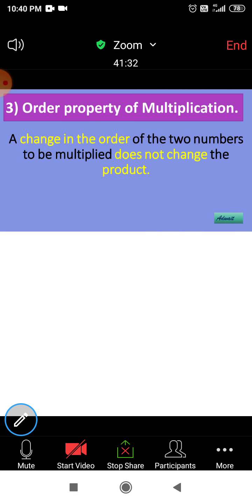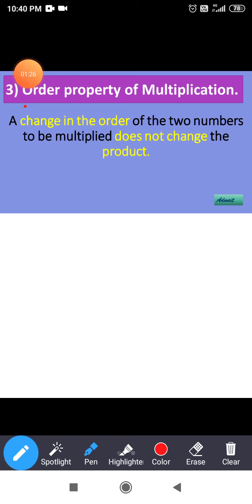Third property, order property of multiplication. Order means if we are changing the order of the two numbers which we are multiplying, the answer remains the same. Change in the order of the two numbers to be multiplied does not change the product. It means if we are multiplying two numbers and changing the order, the first number goes to the second place and the second number we keep on the first place, the answer will be the same.